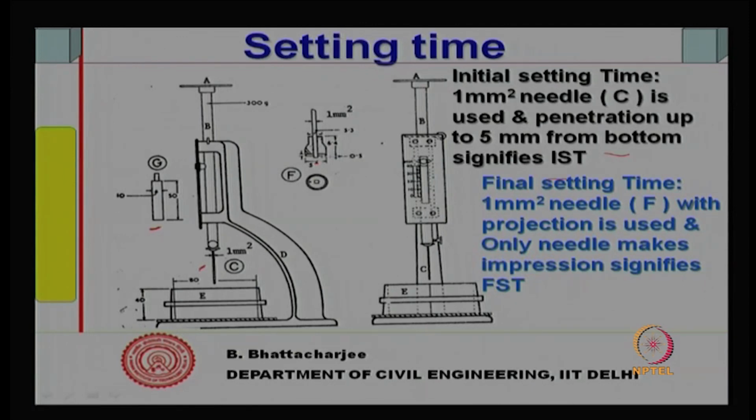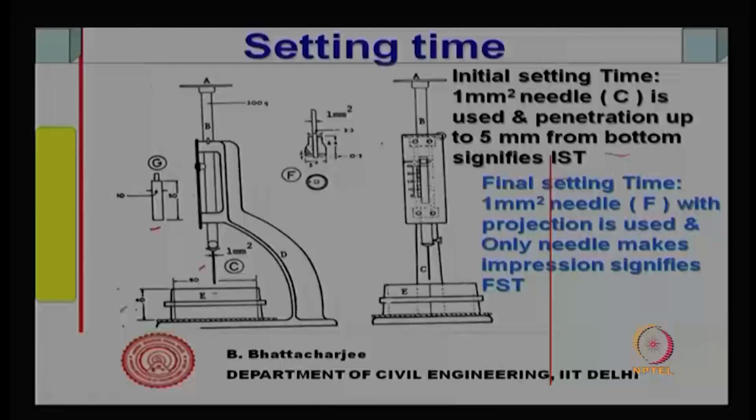So, when this projection makes a mark onto the cement paste top, but the outer peripheral mark is not there, only the needle makes an impression, the other one does not make any impression. That means its penetration is very small, less than or equal to 0.3 millimeter. The other end is not penetrating.